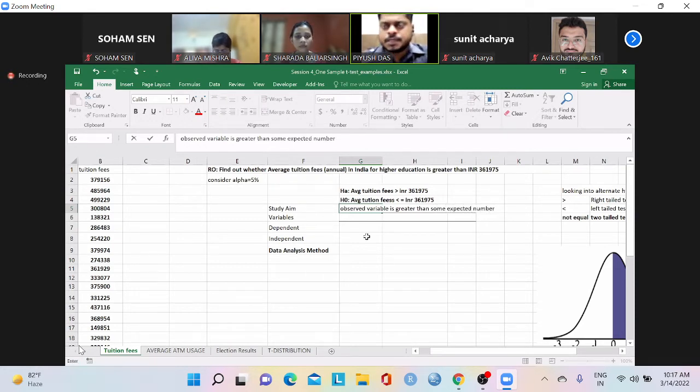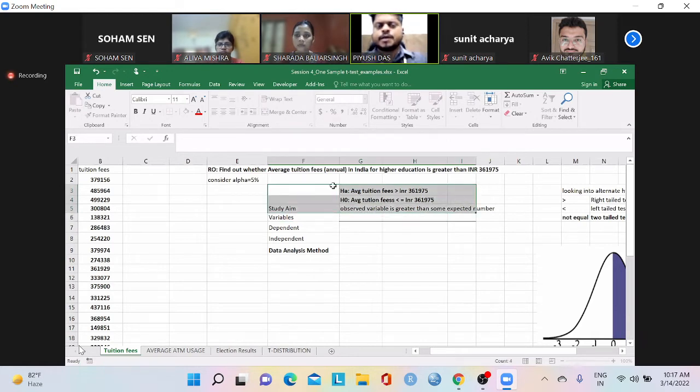If it was less than, I would have written less than some expected number. Or if the alternate hypothesis was not equal to, just check whether it is 361,975, then my objective would have been to check whether it is equal to that number or not. Simply, these are 3 statements into which I have divided my research objective. What is my variable?